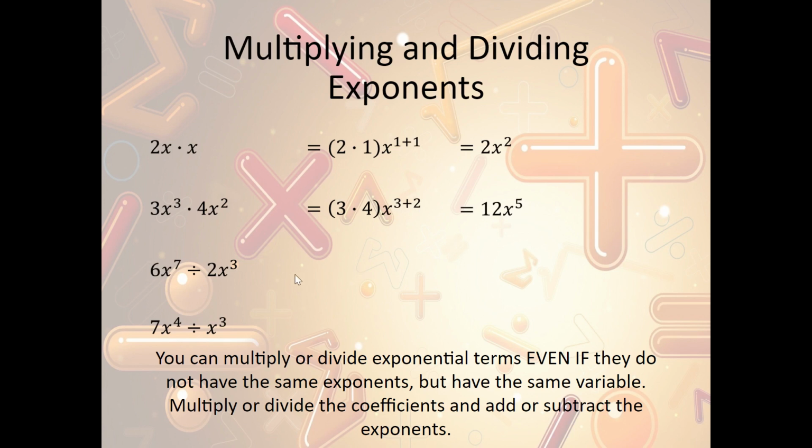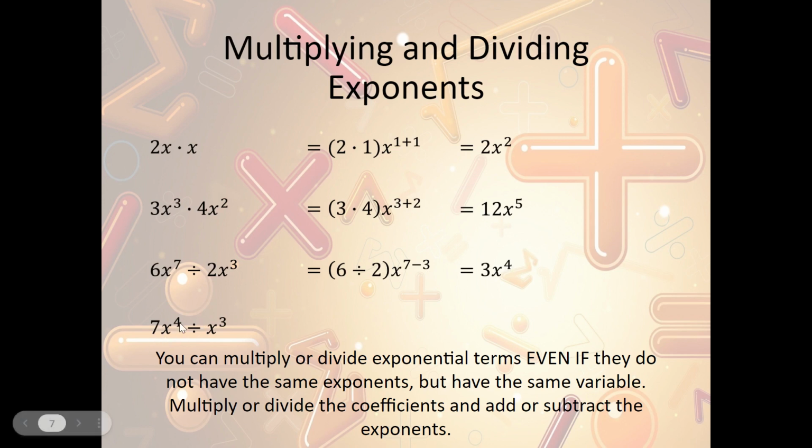Now division is just the opposite, so we're going to divide the coefficients and subtract the exponents. So we get 6x to the seventh divided by 2x to the third, so we're going to divide the coefficients, so 6 divided by 2, and then subtract the exponents, so it's x to the 7 minus third power. So 6 divided by 2 is 3, and 7 minus 3 is 4, so we get 3x to the fourth.